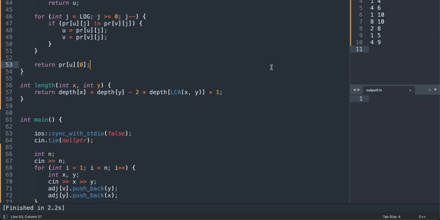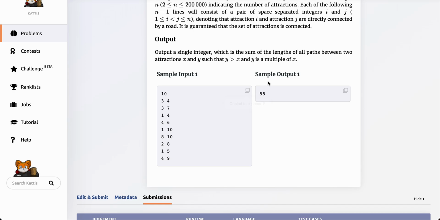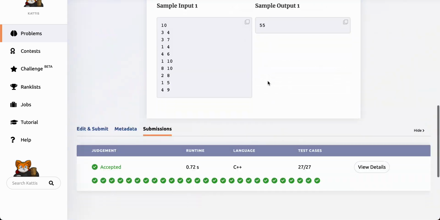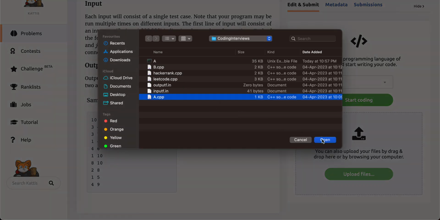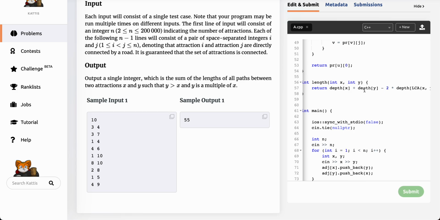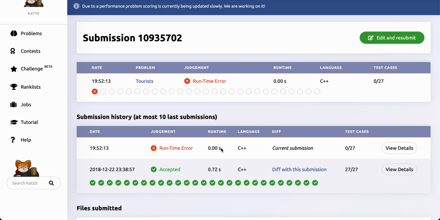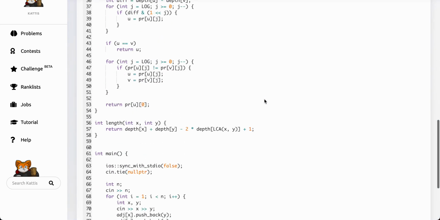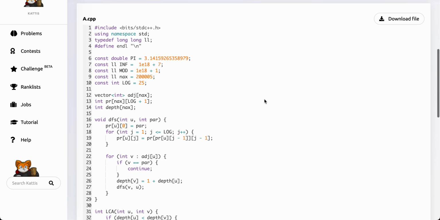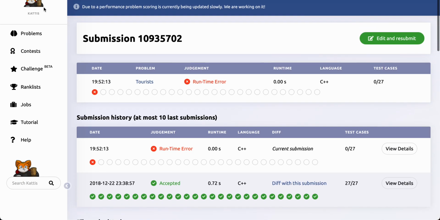My Sublime has to be fixed. Okay, same error. Let's try submitting it. Where to submit? I've already solved it three or four years back. Anyway. Okay, runtime error. Great. Why? Is my input wrong?